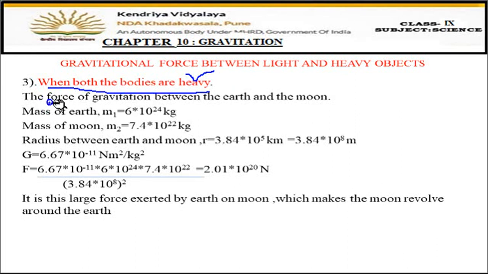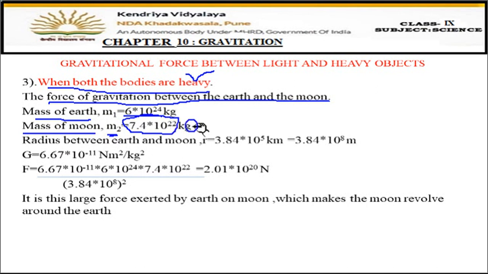Suppose we are finding the force of gravitation between the earth and the moon, which revolves around the earth. So the first body is the earth. The mass of the earth, that is m1, is 6 into 10 raised to 24 kg. Then the mass of the moon, which is the second body, m2, is 7.4 multiplied by 10 raised to 22 kg. For the earth it is 10 raised to 24 kg, here it is 10 raised to 22 kg. This is the mass of the moon.